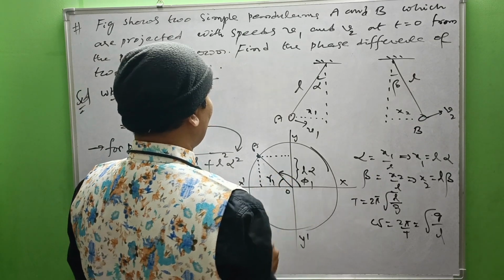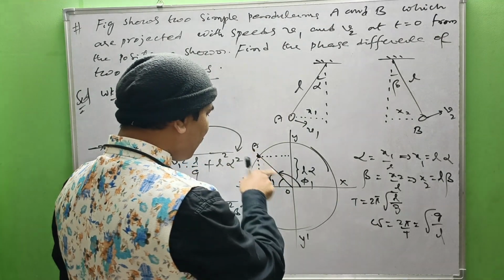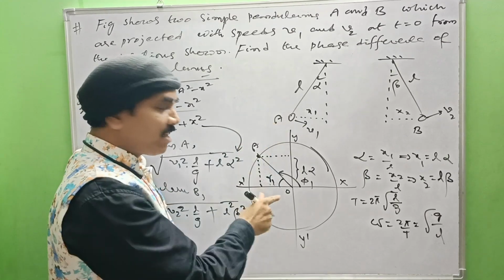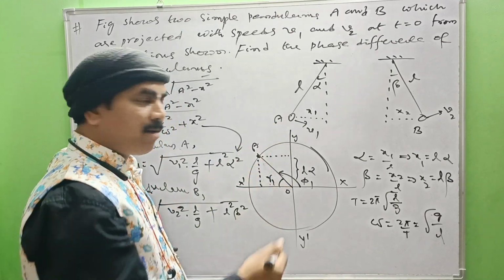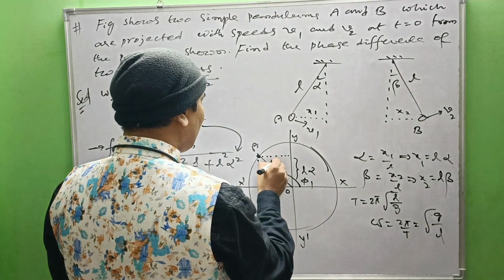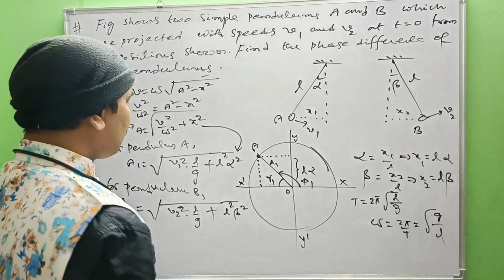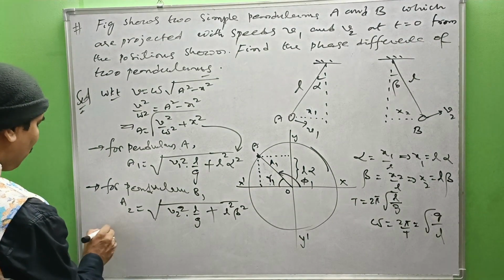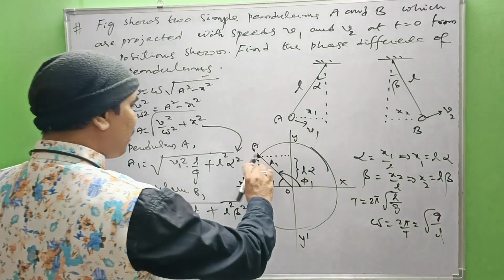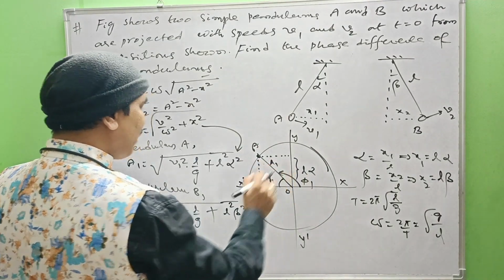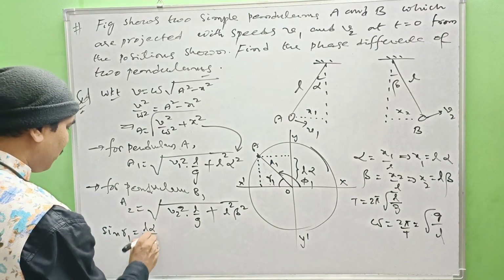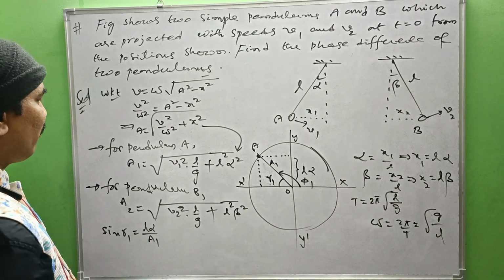Gamma 1. Now, what is this radius? Radius in the sense of amplitude. As far as pendulum A is concerned, this line represents amplitude, A1. So sin gamma 1 equals opposite side by hypotenuse, that is L alpha by A1.